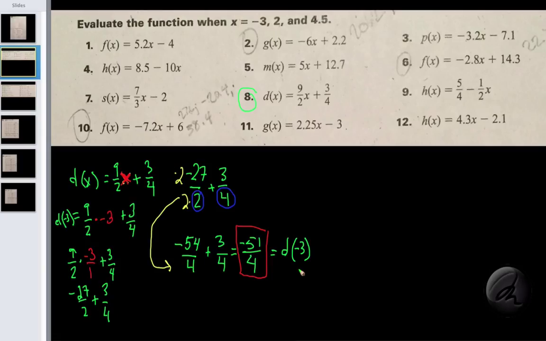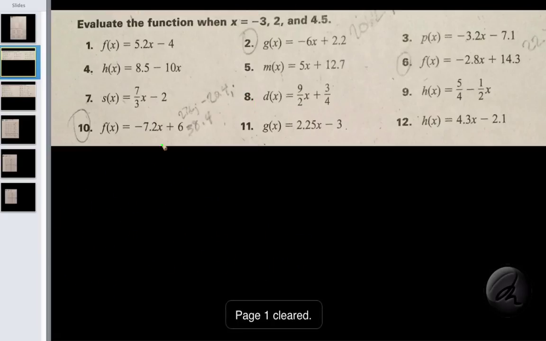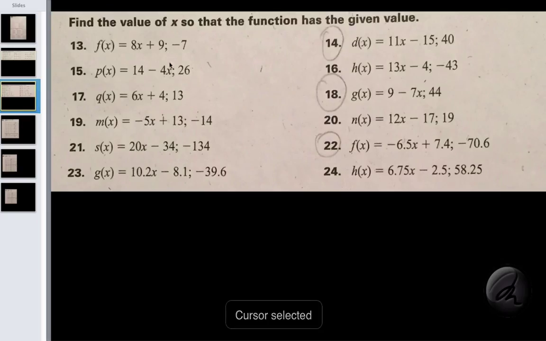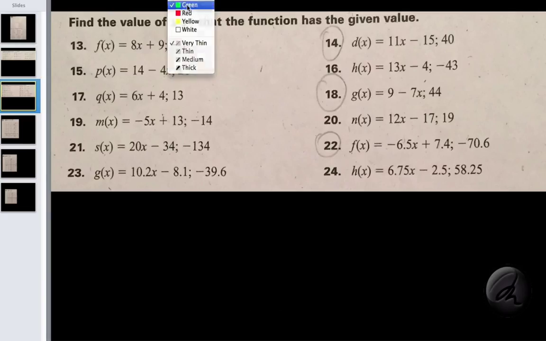Let me go ahead and work out one of the problems from the other section, that way I don't run out of time, because this can get pretty long. So, find the value of x so that the function has the given value. So here's my given value, and that's what I need to insert. For number 13, for example, f of x, my function, has to equal negative 7.